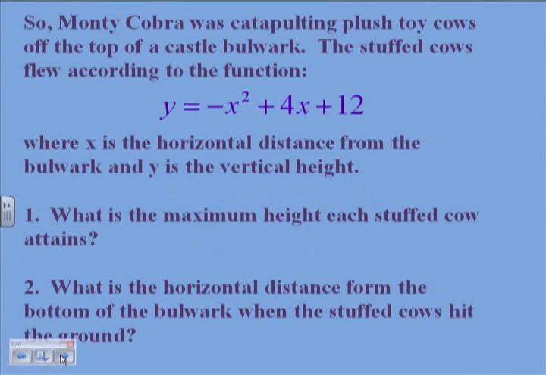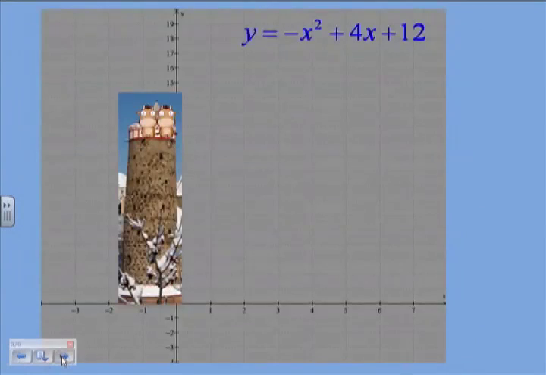We've got Monty Cobra catapulting plush toy cows off the top of a castle bulwark. That's a hard word to say. No animals are getting injured for this presentation. The stuffed animals flew according to this particular function, and I clarify for you that x is the horizontal distance away from the castle and y is the vertical height that these cows are going to achieve. What I'd like to know is what's the maximum height that each of these cows attains, and how far away from the castle will the cows land when they hit ground.